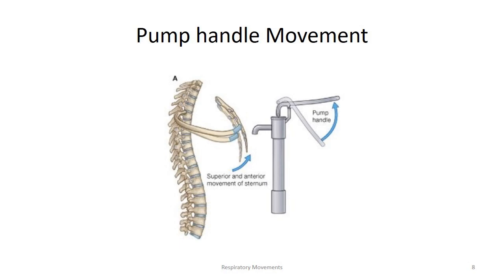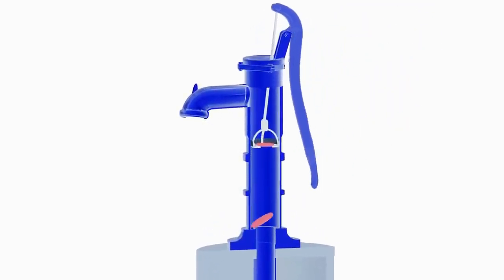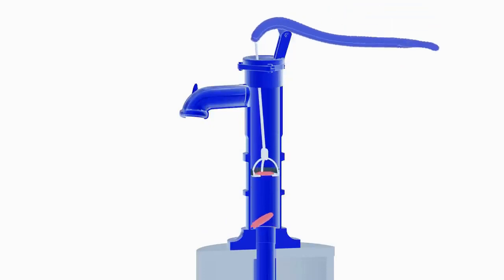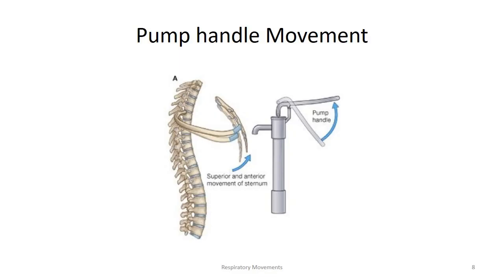First is pump handle movement. Now why is it known as pump handle movement? Because the movement of the superior ribs resembles the movement of the handle of the water pump, which is used in the villages to draw water from the underground. Now let's see what pump handle movement is.